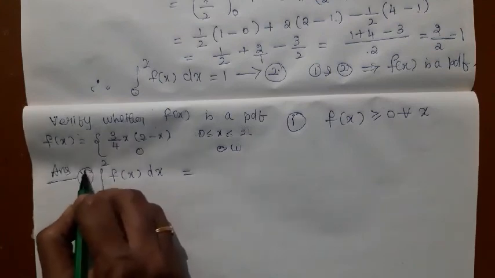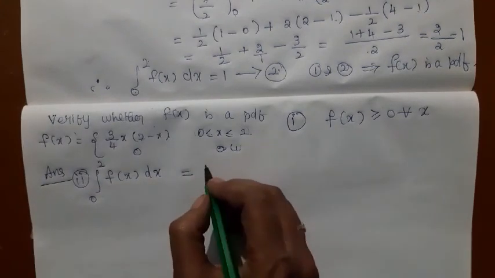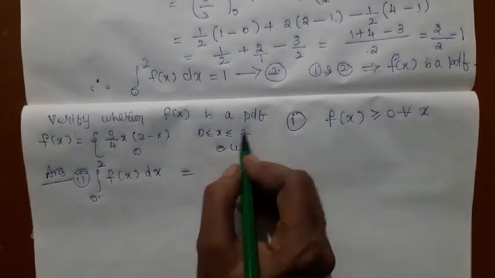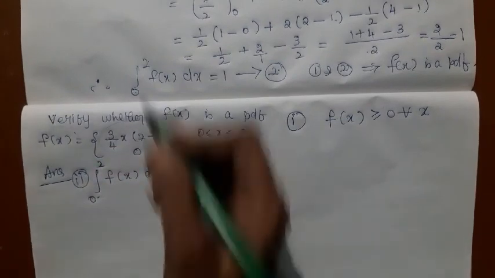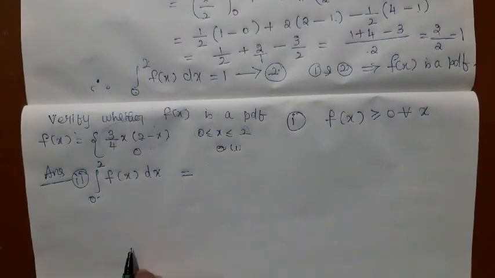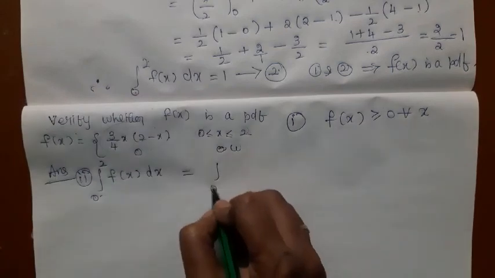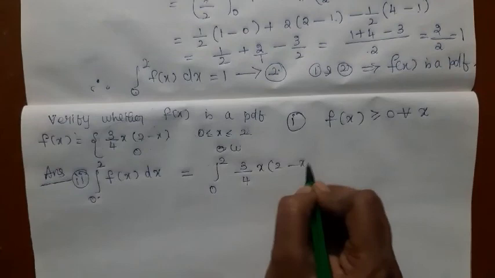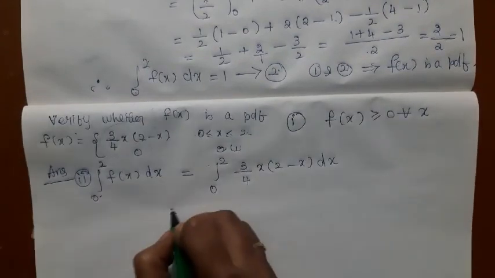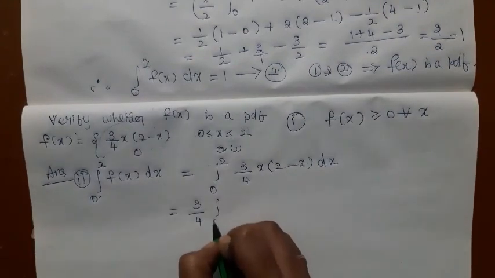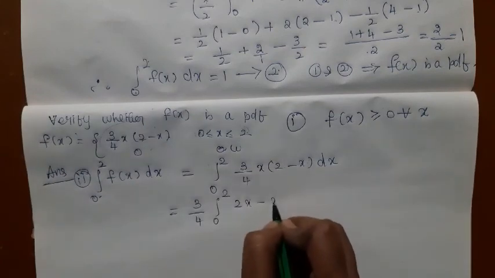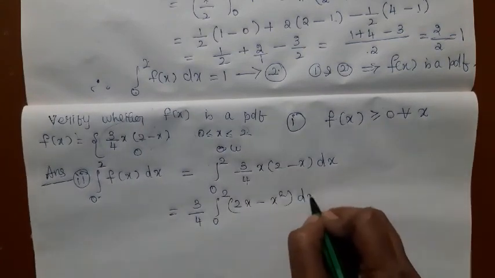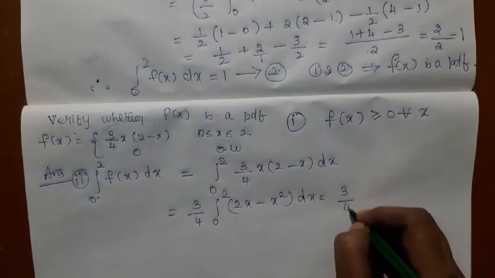For verifying the second condition, see, you should integrate from 0 to 2. Over the entire range, you have only one function. Unlike in the previous problem where you had two different functional values for two different intervals, you have only one function over the entire range. So it is 3 by 4 x into 2 minus x dx. Let us have 3 by 4 outside. So you are going to integrate 2x minus x square. Fine. So have this 3 by 4 outside.